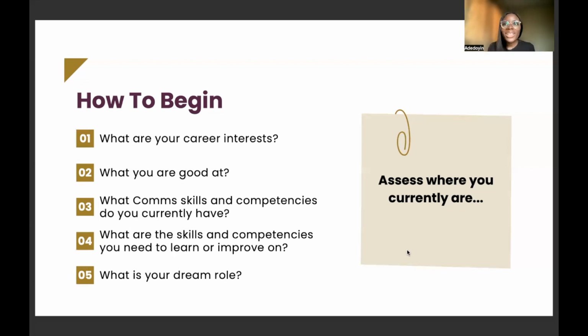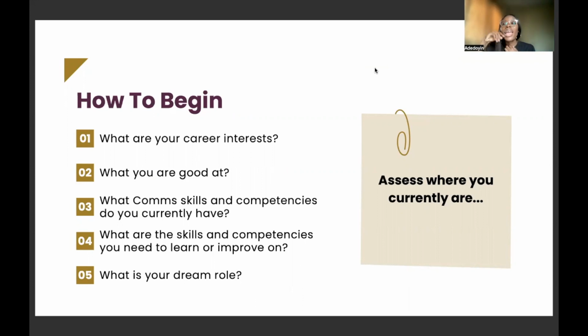And being an introvert as a communications and PR professional can be quite interesting, but you have to find a way to navigate these things. And then what comms skills and competencies do you currently have, right? So I have a career guide, which I will share at the end of this presentation, and it will help you to see the comms skills and competencies that you need to have in a comms or PR role. Now, I just need to quickly say something about what you're good at.